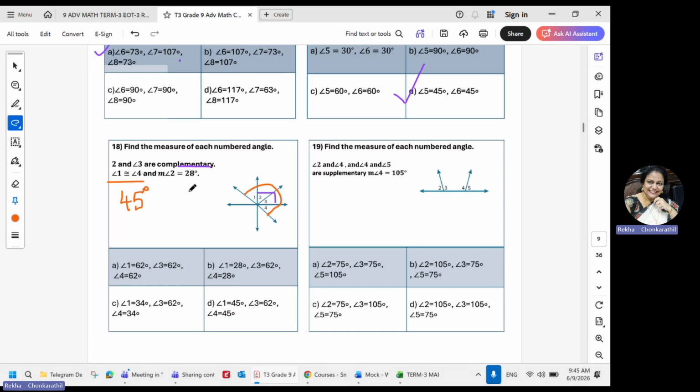Because angle 2 is given as 28, angle 3 will be 90 minus 28, which is 62 degrees. So which option do you think is the right answer? Option D. 1 minute.